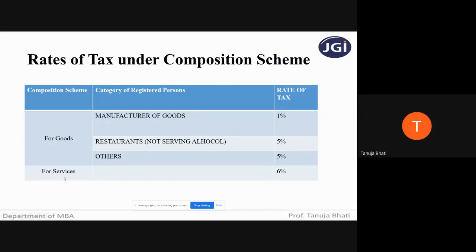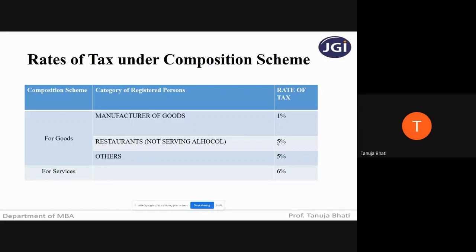Now, in case of services, the rate of tax under composition scheme is 6%. 6% again means 3% of CGST plus 3% of SGST and or UTGST, which sums up to 6%. So this is the rate of tax under composition scheme. If any person or any supplier is opting for composition scheme, they have to pay a reduced rate of tax as a percentage on the turnover and not on the amount of goods or services supplied.